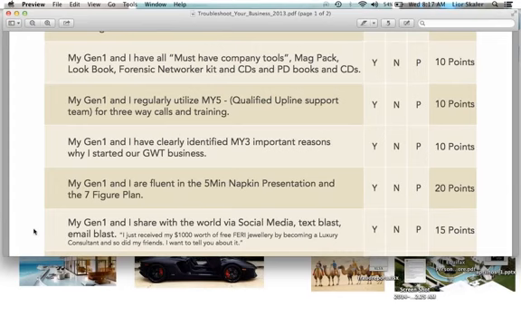Next item. My Gen 1 and I share with the world via social media, text blast, and email blast. So I have just received my $1,000 or $500 worth of free FERI jewelry by becoming a luxury consultant, and so did my friends. I want to tell you about it, okay? So do you share with people on Facebook, on Instagram, via text message, via email blast, that specific line right there? And this is a 15-point question. If the answer is yes, give yourself 15 points. No, give yourself 0. Partial, 7.5 points.